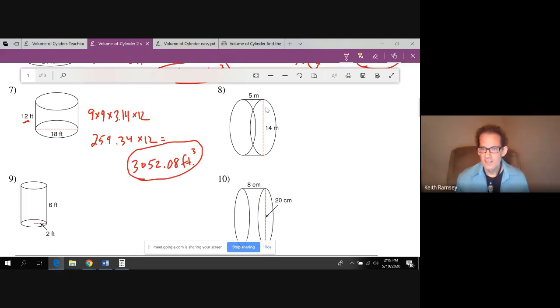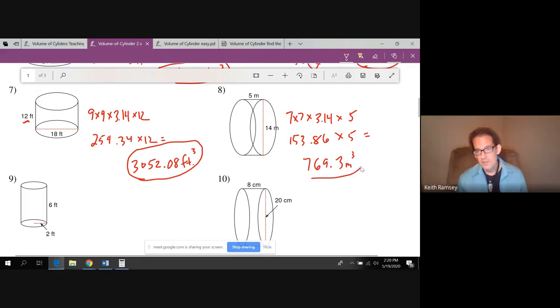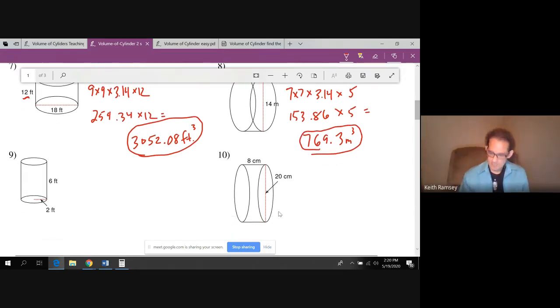Let's look at number 8. Again, that's the diameter, so you want half of that for the radius, which would be 7. So I've got 7 squared, 7 times 7, times pi, times the height. So I know 7 times 7 is 49, times pi is going to be 153.86 times 5 is going to equal 769 and 3/10 cubic meters for number 8. Take a minute, look at 9 and 10 on your own. I'll check back with you.